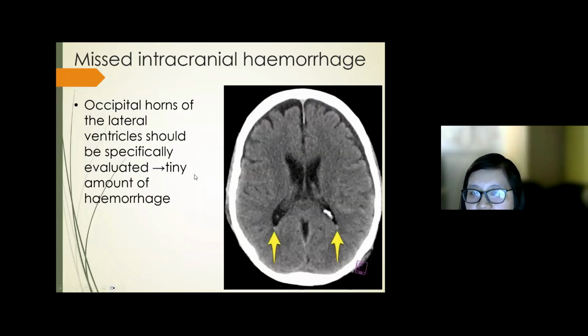So other than that, intraventricular hemorrhage also can be easily missed on CT scan, especially if there's only a tiny amount of hemorrhage in the ventricle. So in this image, it shows that there is a tiny hyperdensity dependent layering here in the occipital horn of the lateral ventricle that can be easily missed.